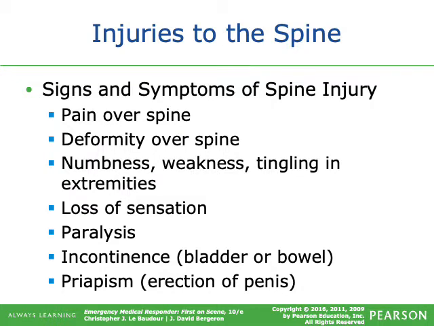The signs and symptoms of spine injury are pain over the spine, deformity over the spine, numbness, weakness, tingling in the extremities, loss of sensation, paralysis, incontinence, which could be bladder or bowel incontinence, and priapism, which is an erect penis.